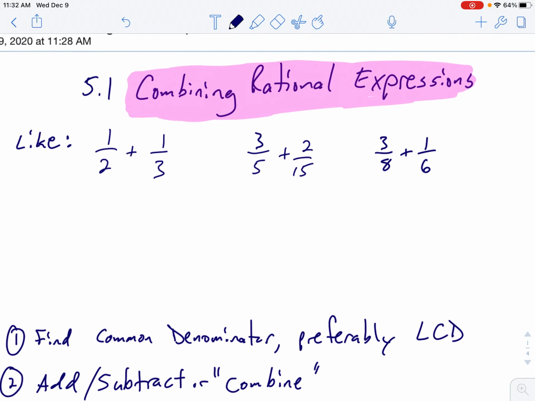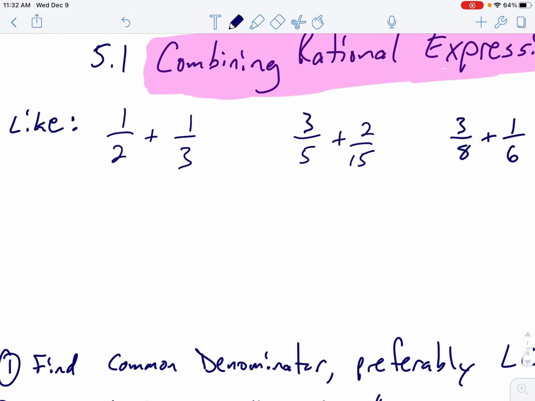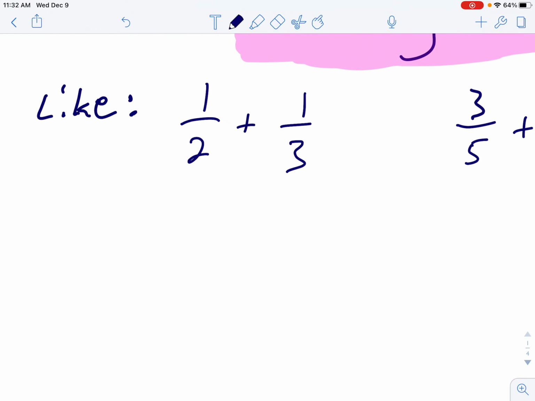Combining rational expressions is like adding fractions, or subtracting fractions for that matter. It's all the same. You find a common denominator, and then you add or subtract the top numbers together, and then you reduce them when you're done. So I'm going back to elementary school. A half plus a third. We don't have common denominators here. You have to find a common denominator.